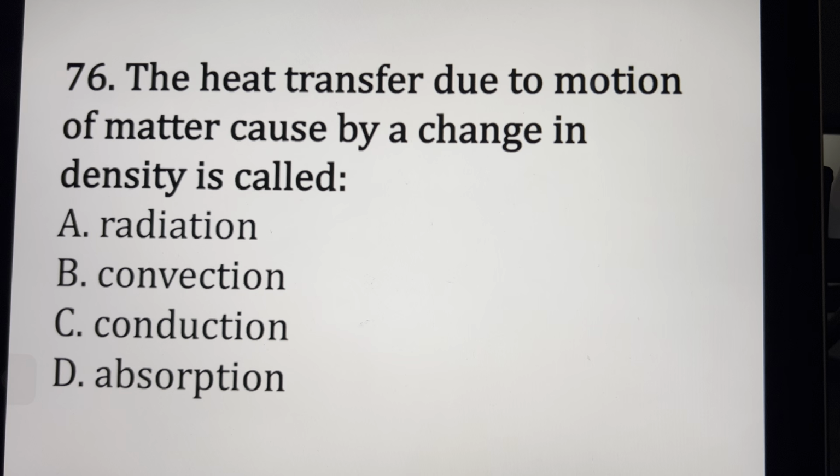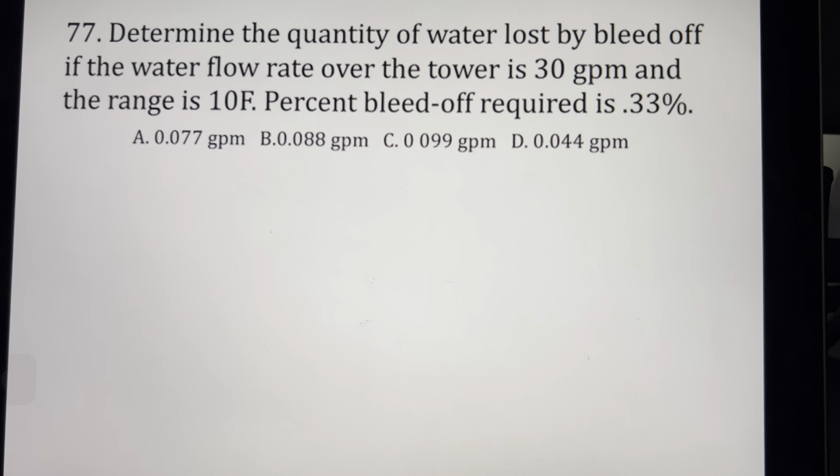76. The heat transfer due to motion of matter caused by a change in density is called convection. 77. Determine the quantity of water lost by bleed up if the water flow rate over the tower is 30 gallons per minute and the range is 10 Fahrenheit. Percent bleed up required is 0.33%.